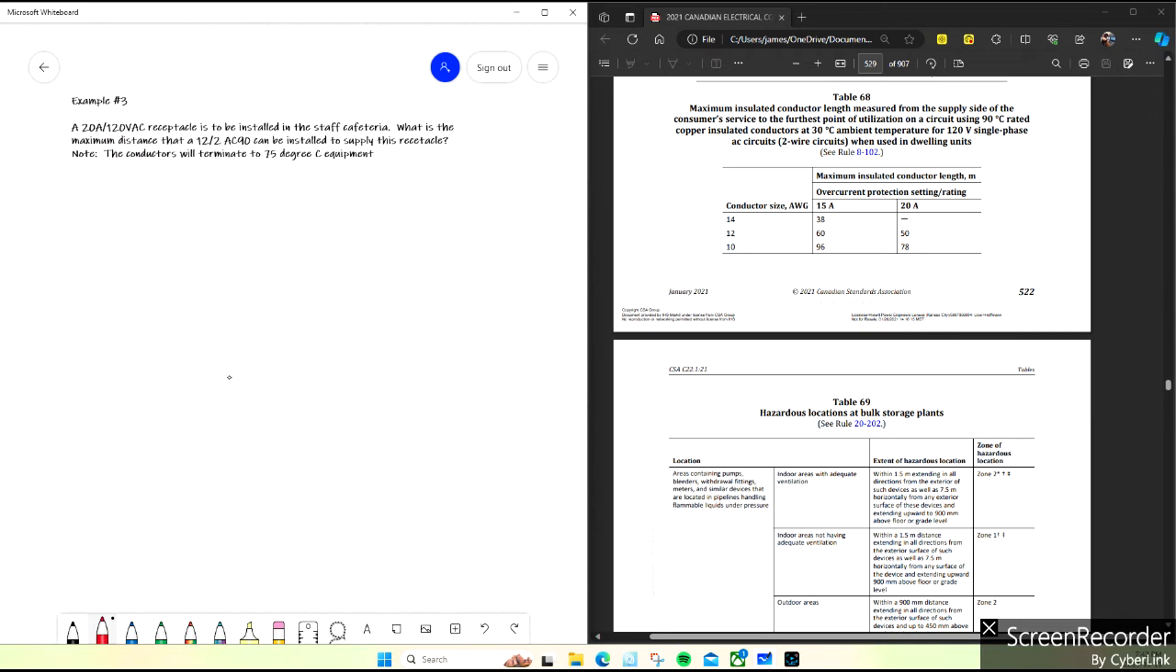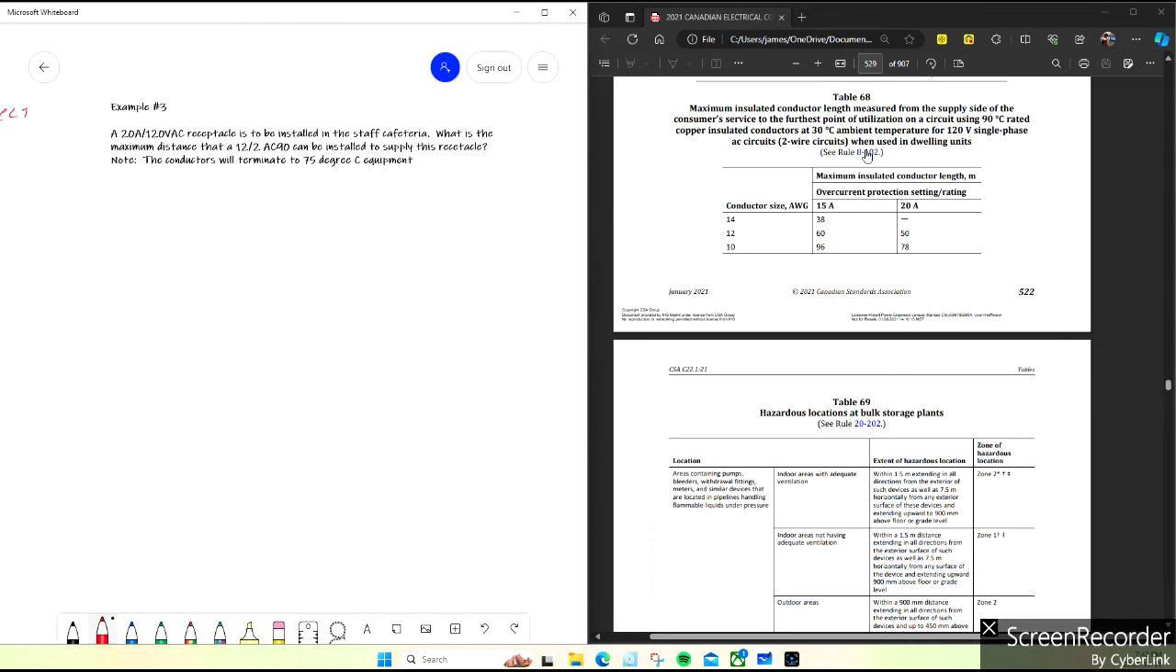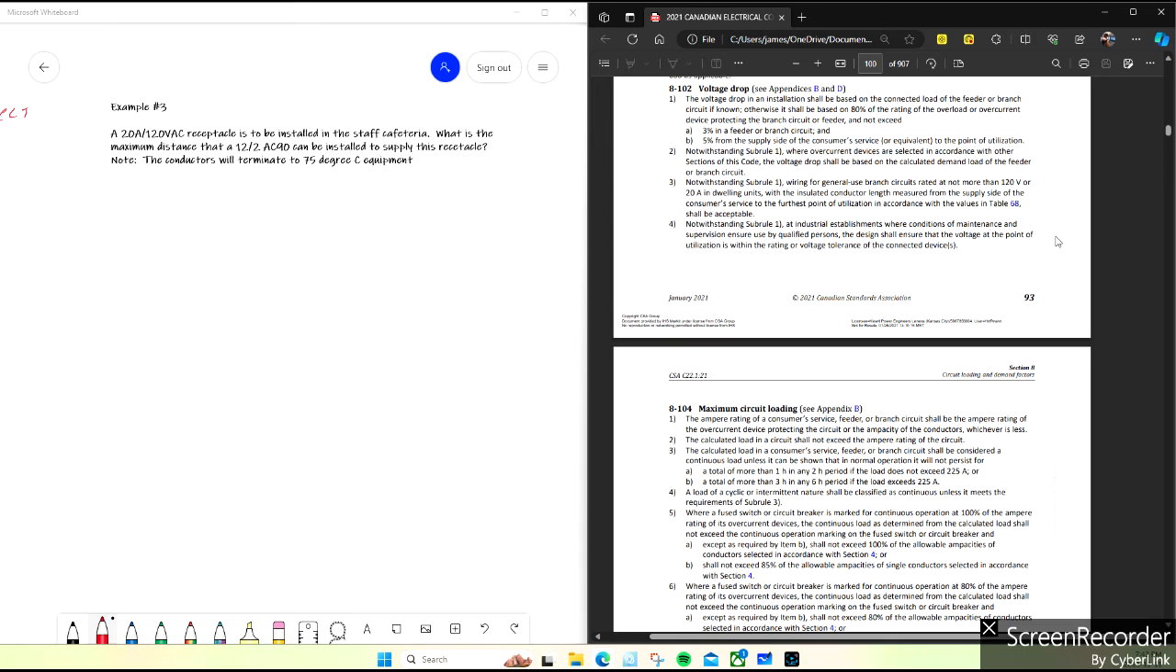Example 3. Okay, I'm going to go back to 8-102 just so you can keep the rule in front of you. All right, this one here, you've got a 20 amp, 120 volt receptacle. What's the maximum distance that you can go with a 12-2 AC90? This one I do note that we're terminating to 75 degrees C equipment. Okay, this is not that bad.